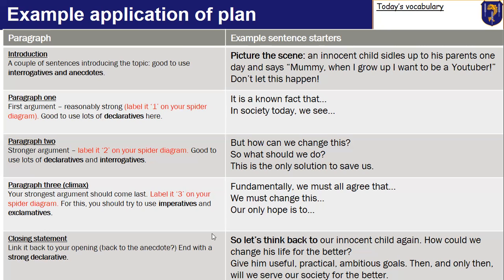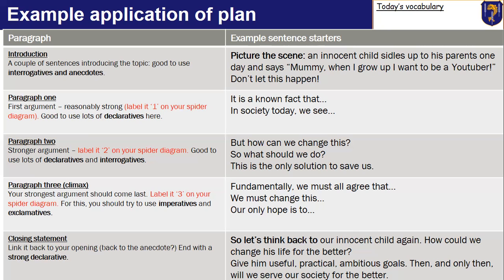And then, as we talked about previously, "so let's think back to our innocent child." What this does really nicely is it links up your introduction and your closing statements to create that cyclical structure. So therefore, I'm not expecting you in every single example that you write to talk about an innocent child, but you should be trying to use potentially this. "Picture the scene" to open, short anecdote, do your wonderful paragraphs in between, and then "so let's think back to", and then you're really building and showing that strength and coherency of that argument as well.